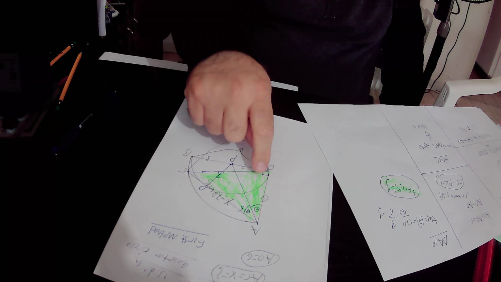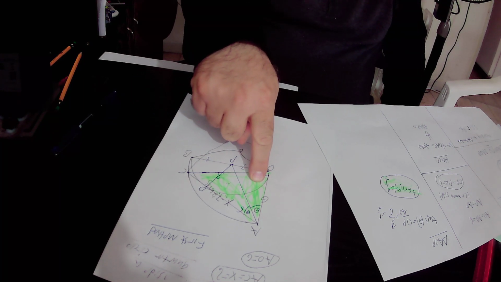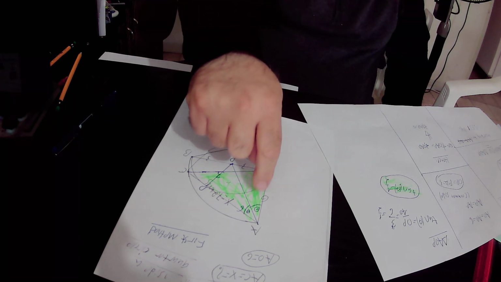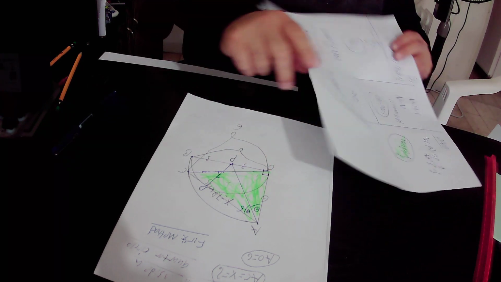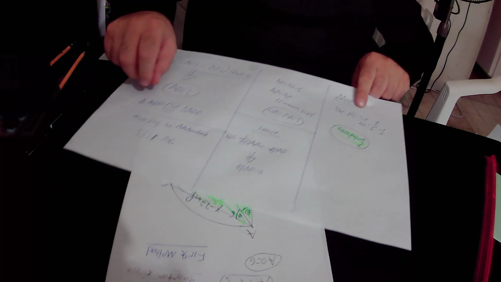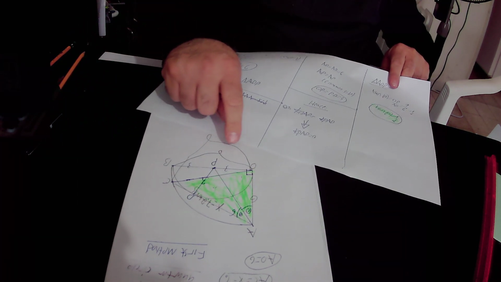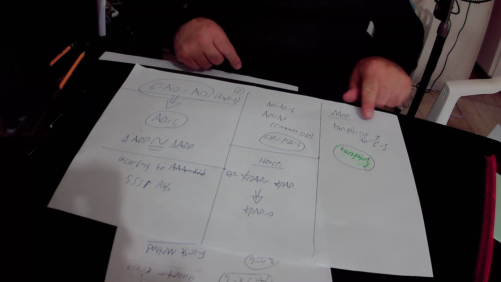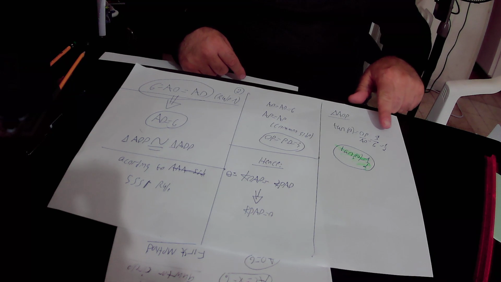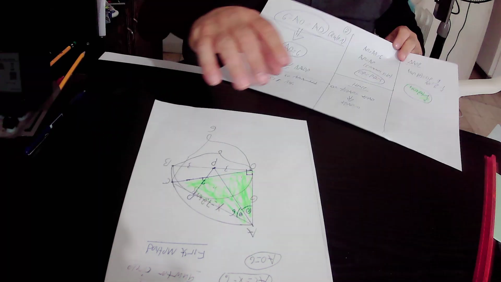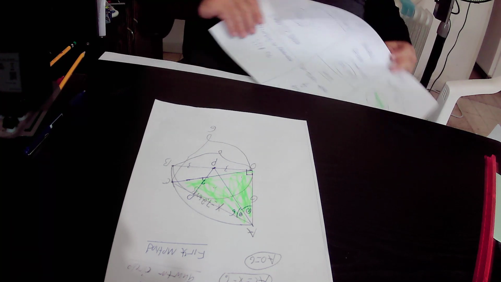Then we focused on triangle AOP. In this triangle AOP, we know that tangent theta equals OP over OA. OP equals 3 units. OA equals 6 units. So tangent theta equals 3 over 6, that is 1 over 2. In conclusion, we found out that tangent theta equals 1 over 2.